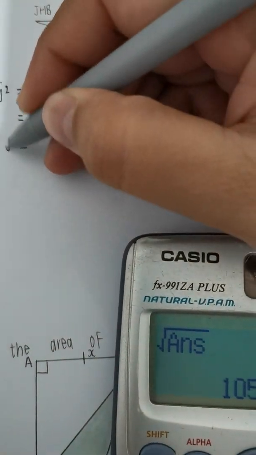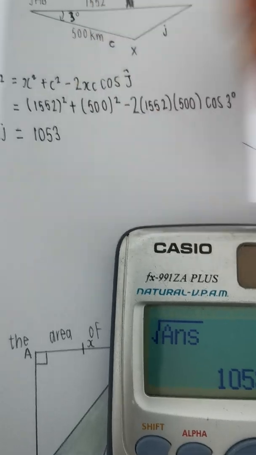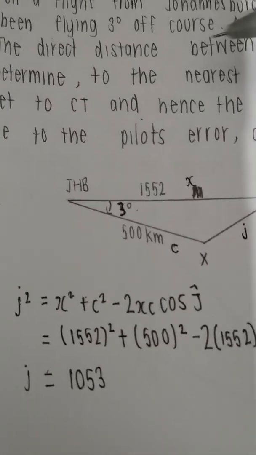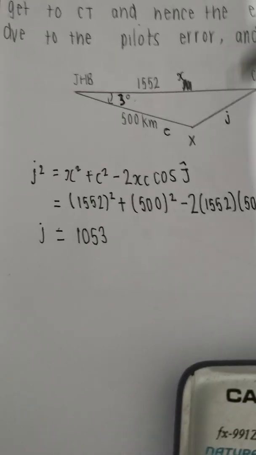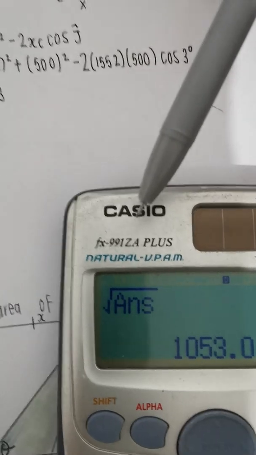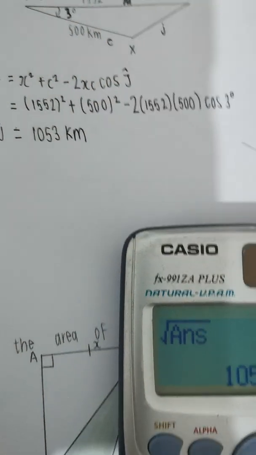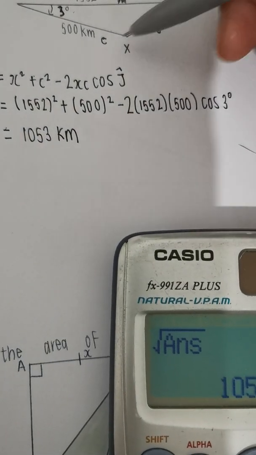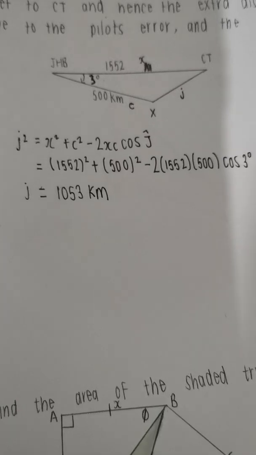So this, okay, they said determine to the nearest kilometer, so they told us how to round off. So this is 1053.01, so to the nearest kilometer would just be 1053 kilometers. That's this distance over here that he now needs to travel. Okay, figure that part out.